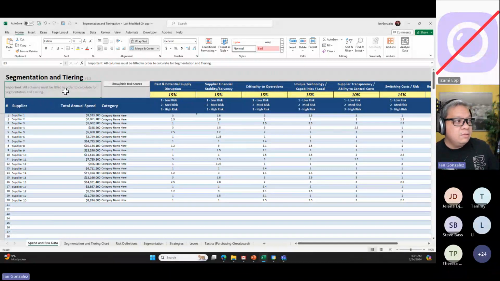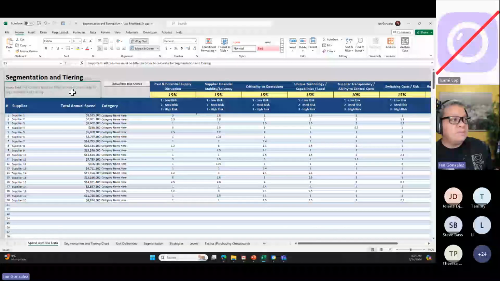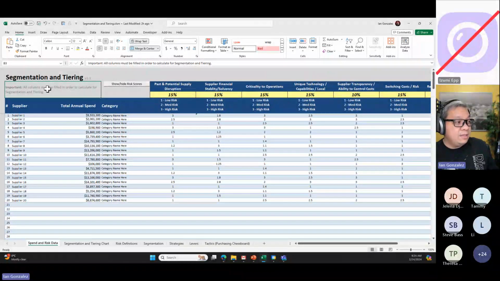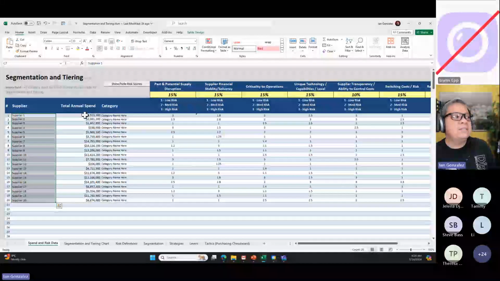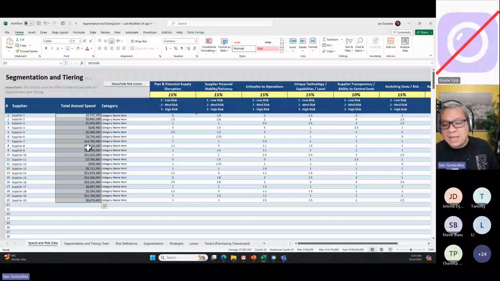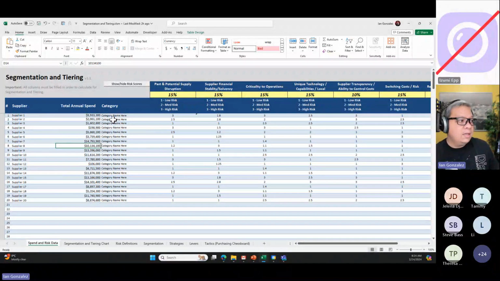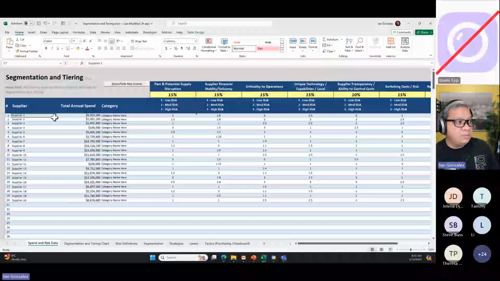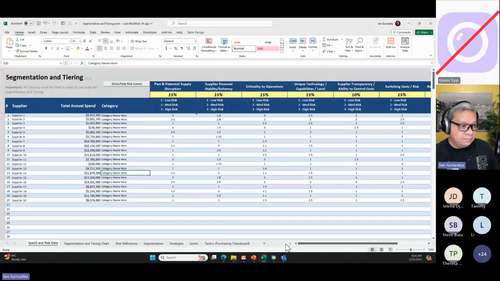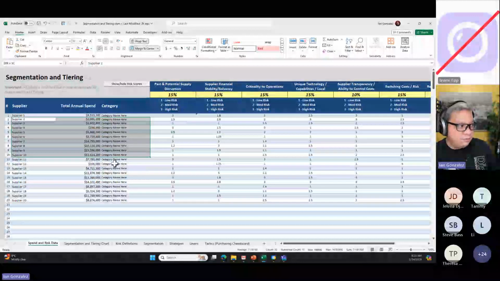So read the instructions I put here. Number 1, all columns must be filled in order to calculate segmentation and tiering. So you must have a supplier, and you must have a total annual spend. It doesn't have to be sorted in any particular way as long as there's no blank. Every supplier with a spend must have a category. Do not leave this blank. And that's what this is asking for, that these 3 are filled out.